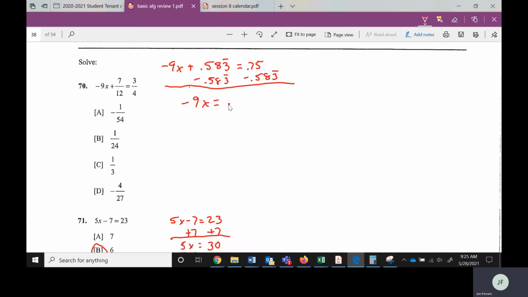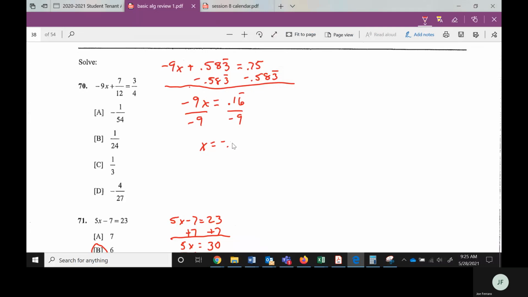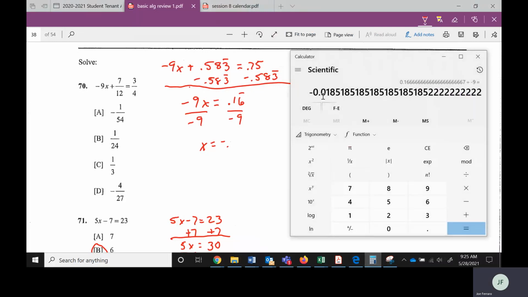So it's going to equal 0.16 repeating. Okay, now x is being multiplied by negative 9, so we divide by negative 9 on both sides. So we get x equals, so if I go back to my calculator here, I have this on my screen, I can just leave that there. Now I need to divide by a negative 9. And now this looks like it might just be a bunch of numbers, but it's actually 0.0, and then 185, 185, 185, and so on.